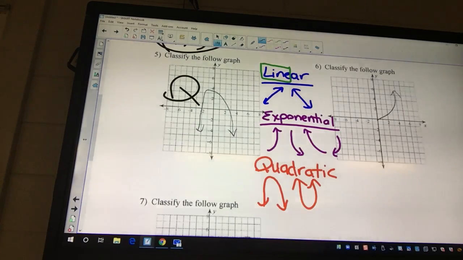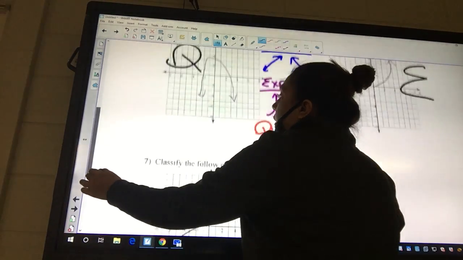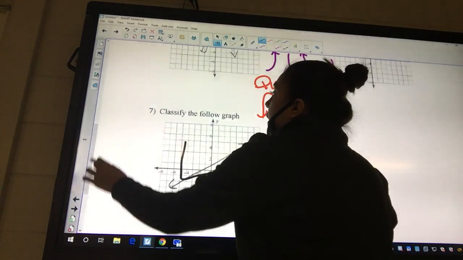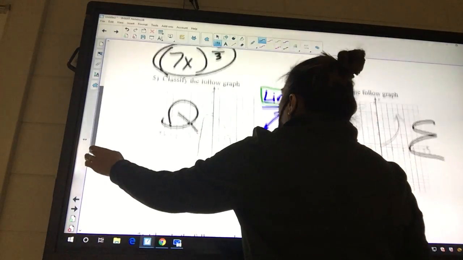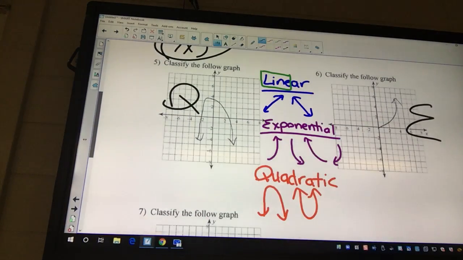What about 6? What type is 6? Yeah, exponential, or an E, okay? And 7? Yeah, it's gonna be L. Okay, 7's L. So if you need the notes, they're up there. Start back on the front, probably, unless you just feel like cruising through the back, then you're more than welcome to do that too.